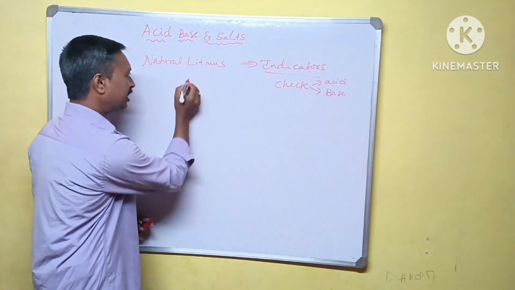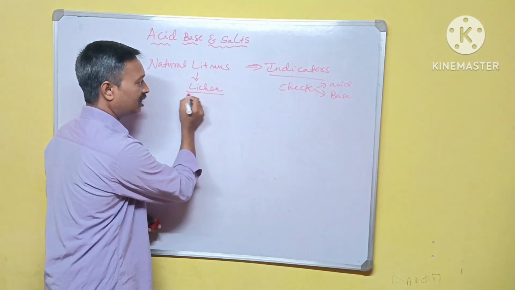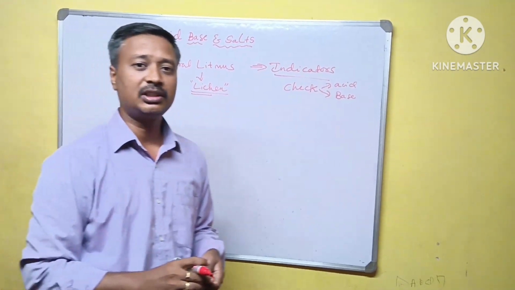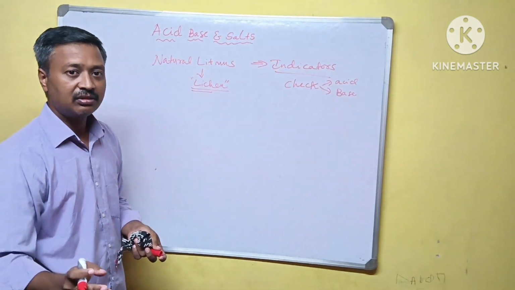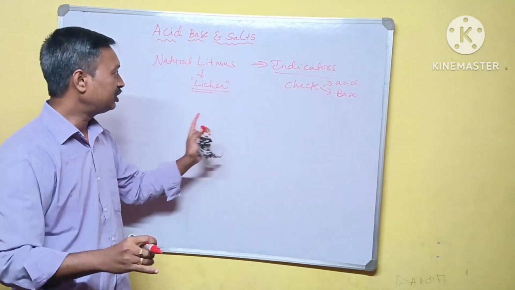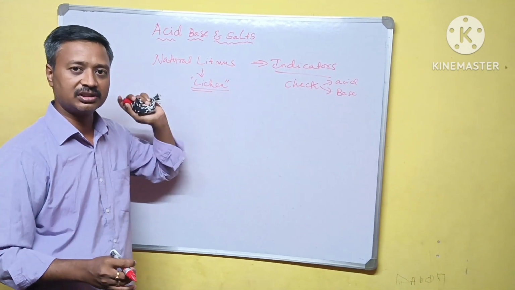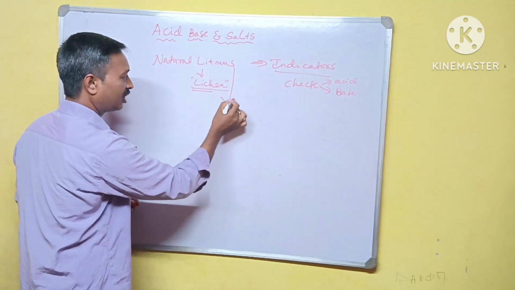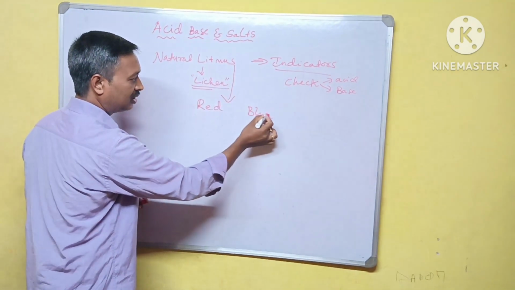It is an extraction of lichen. You know, lichen is a type of plant. From the lichen we extract the juice, and from that juice we make litmus. Again, litmus is of two types, red and blue litmus.